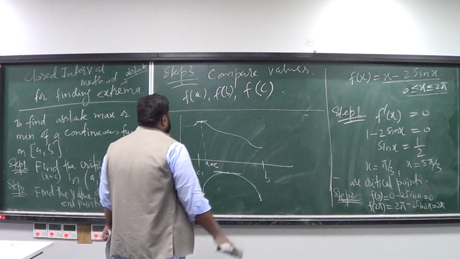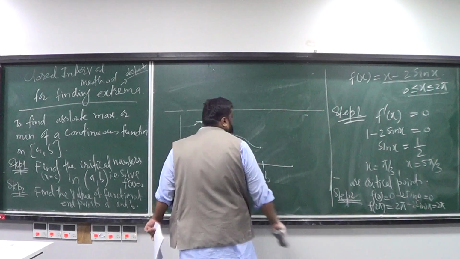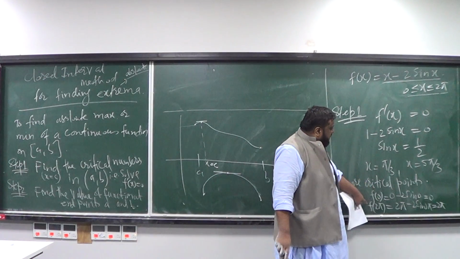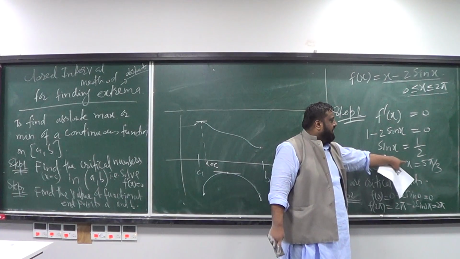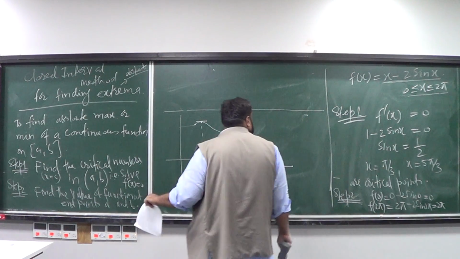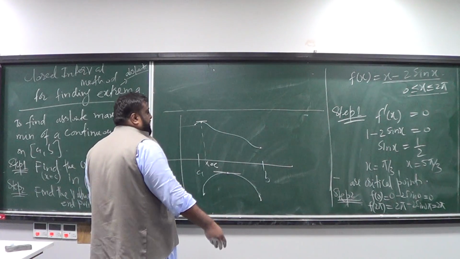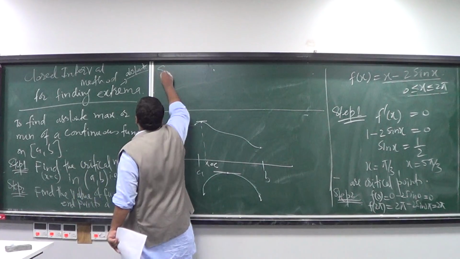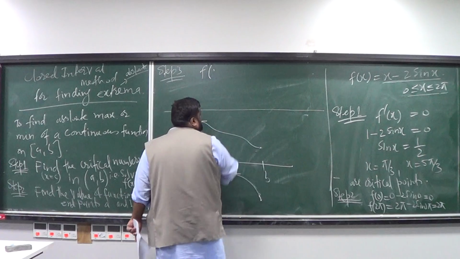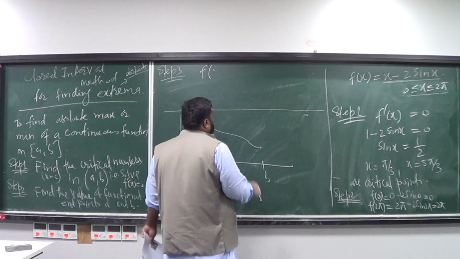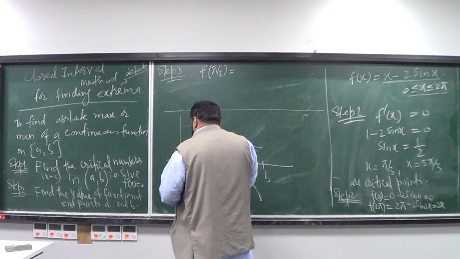At step 3, what we need to do is compute. So we already computed the values at the end points. Now compute the value of the function at x equal to pi by 3 and x equal to 5 pi by 3, and see which value is the biggest and which value is the smallest. Step 3. So if I compute, for example, f of pi by 3, it's going to be pi by 3 minus 2 sine pi by 3.